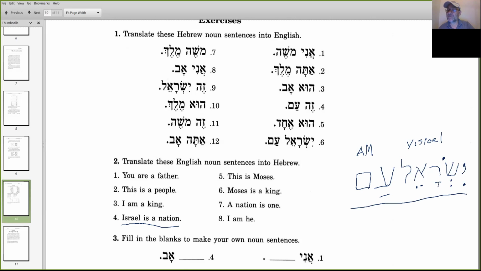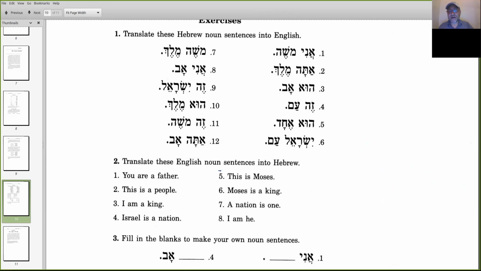And so remember, in Hebrew, it's more simplistic. We don't have these words for is or a or am or are. Those words do not exist in Hebrew. So all we're concerned about are the two main words in a simple noun sentence. And for this example here, it's Israel and nation. Those are the only two we have to worry about in writing this out in Hebrew.